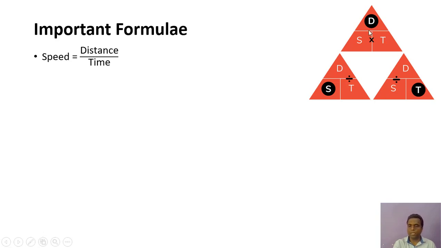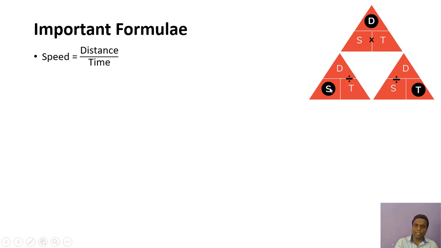Now if D is covered with a black circle, it means we have to find out distance. So distance has below two variables, S and T. They are adjacent to each other, which means let's understand that as a product. So distance is the product of speed and time. We will learn in this way, in the form of a diagram, in a diagram of a triangle.